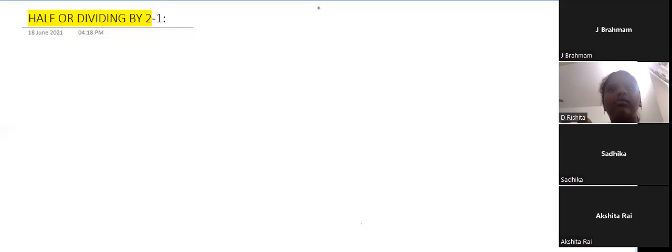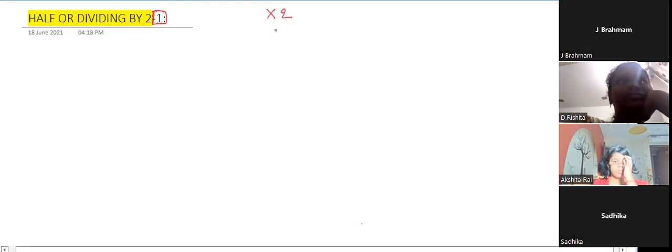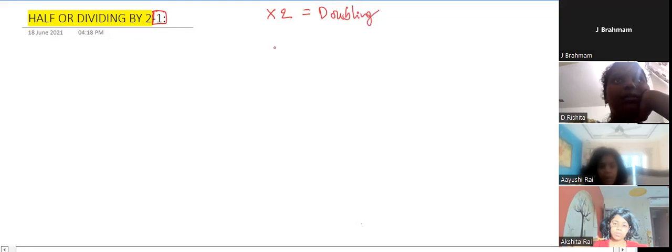Number only. Leave this part. Okay, halving, or dividing by 2. Multiplication by 2, we call it doubling, or double. And dividing by 2, we call it halving a number.